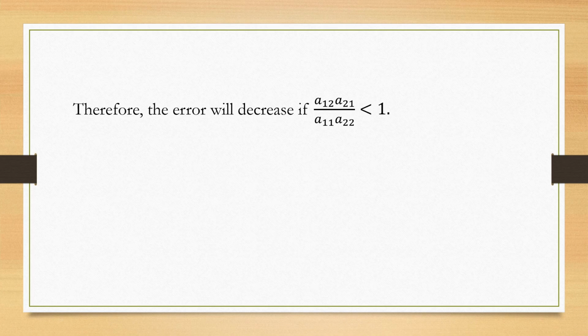This shows that these two terms are the diagonal entries of the coefficient matrix, and these are greater than the other entries. If a22 is greater than the sum of other entries, then it will be greater than a21, and similarly a11 will be greater than a12, and this will be less than 1. If this is less than 1, then the error will be reduced, and in other words, we say that the method will converge.